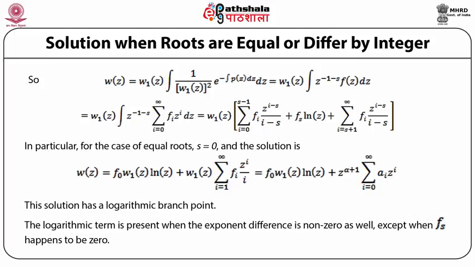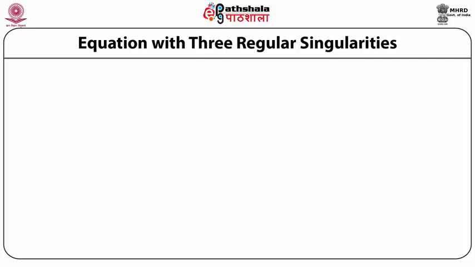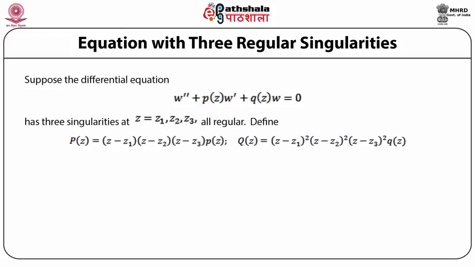The logarithmic term is present when the exponent difference is non-zero as well, except when f s happens to be 0. Now we consider an equation with three regular singularities. Suppose the differential equation given by w double prime plus p of z w prime plus q of z w is equal to 0 has only three singularities at z is equal to z1, z2 and z3.